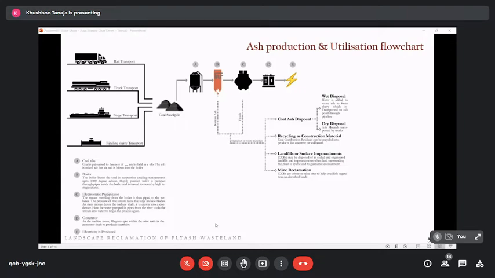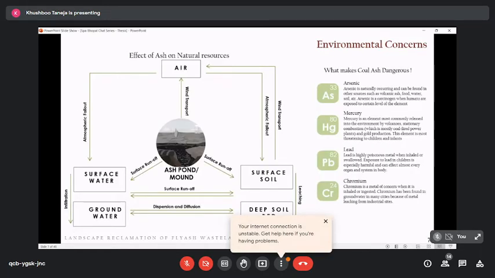Alright, the next thing that I studied was how the ash affected our natural resources. It obviously affects the air, the water, and the soil. It affects the air through wind transport, and the water through surface runoffs. When it has reached the surface water, it filtrates into the groundwater, and when it has reached the surface soil, it leaches down to the deep soil beds.